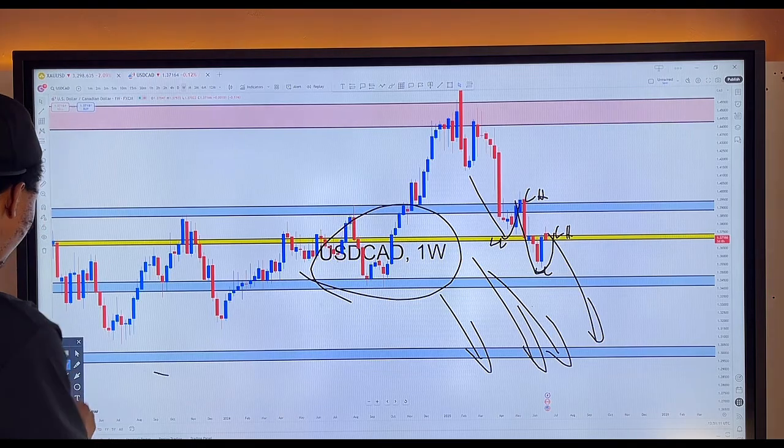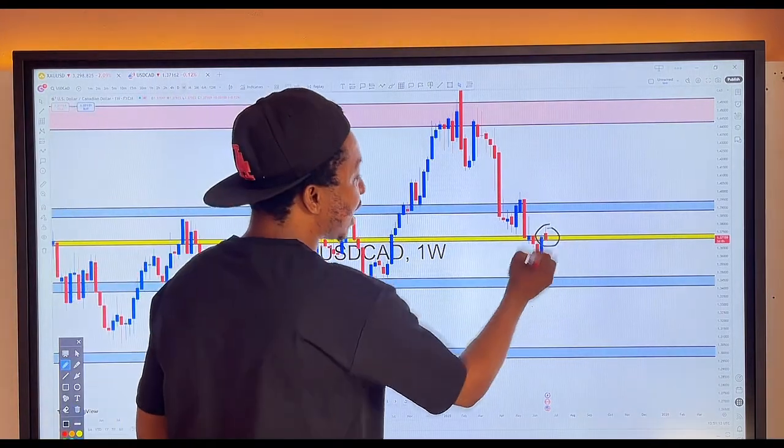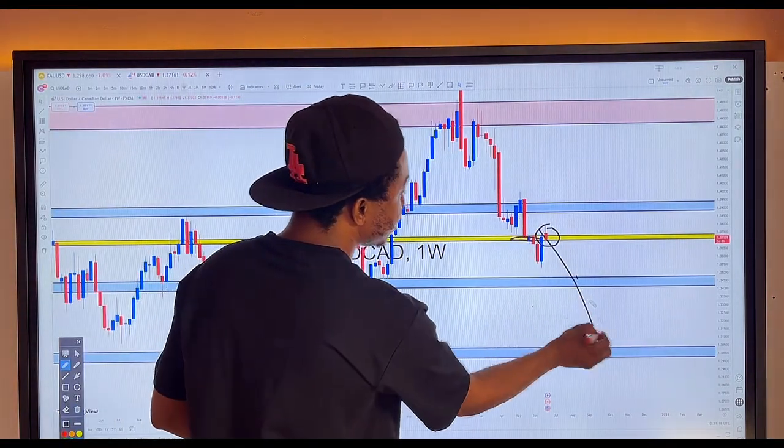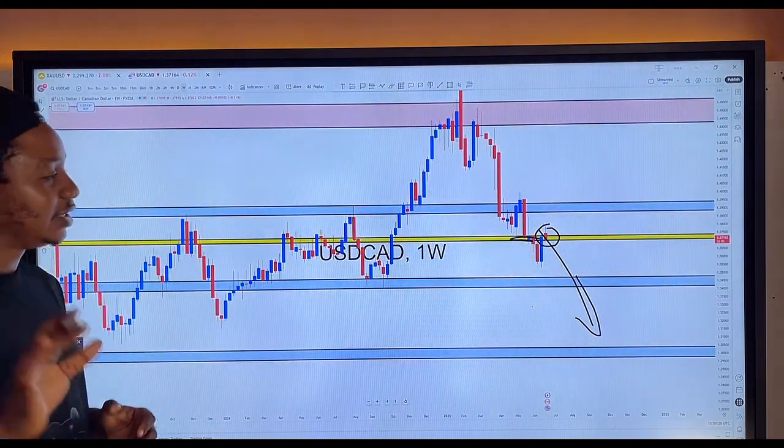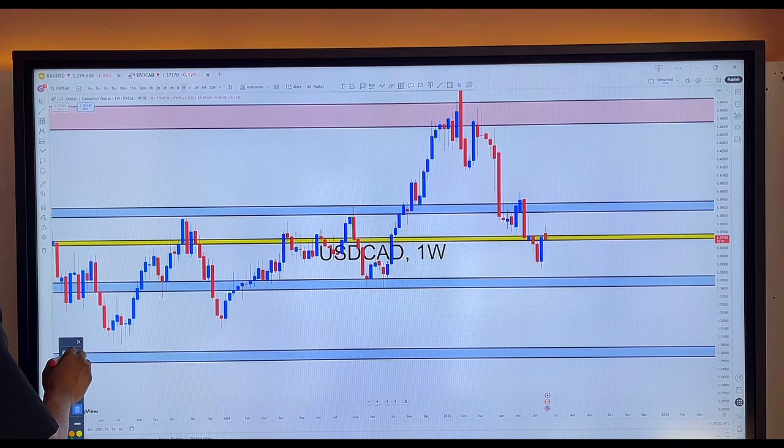But that's not all. How can we locate entries at the weekly resistance level here to sell all the way down on USDCAD? Let's find out as we take it again to the daily time frame for more understanding.